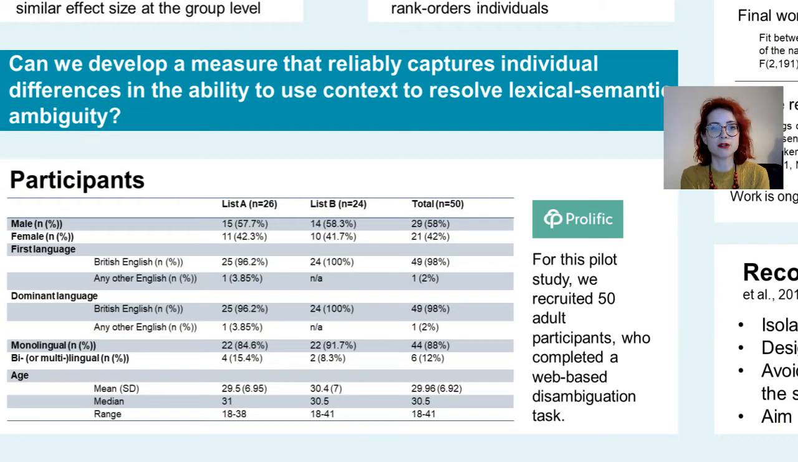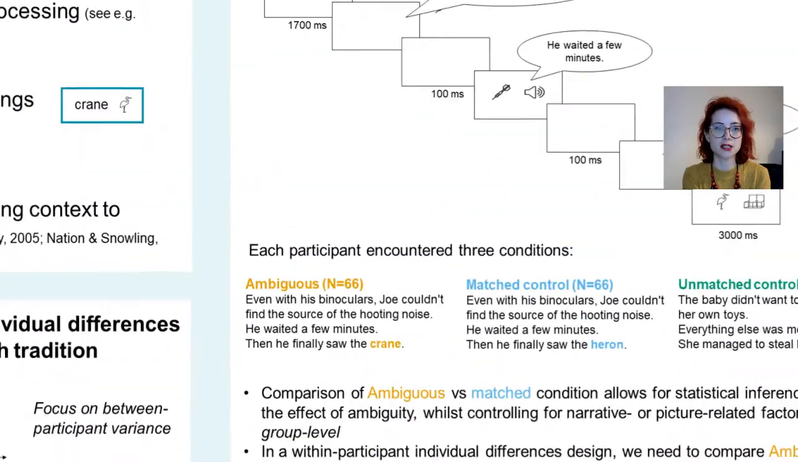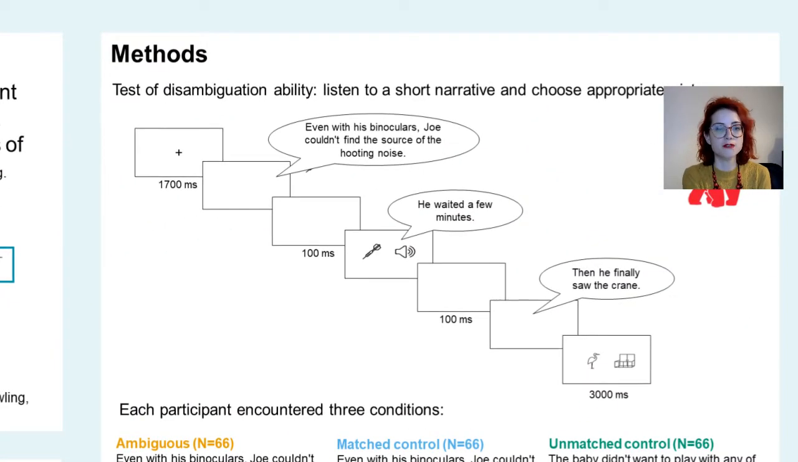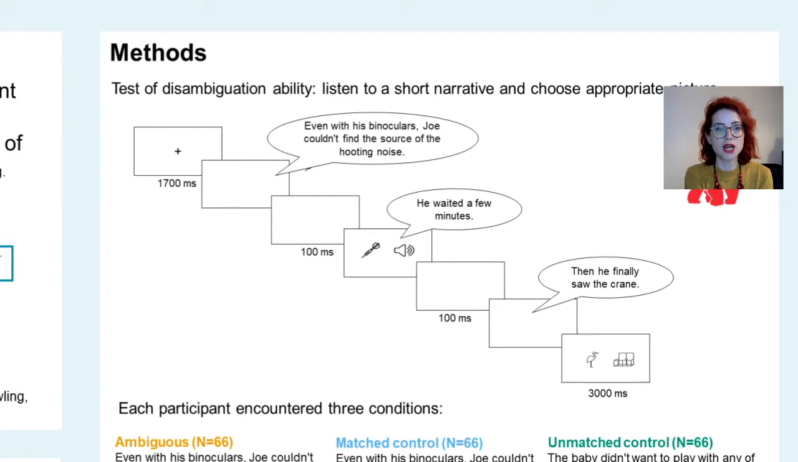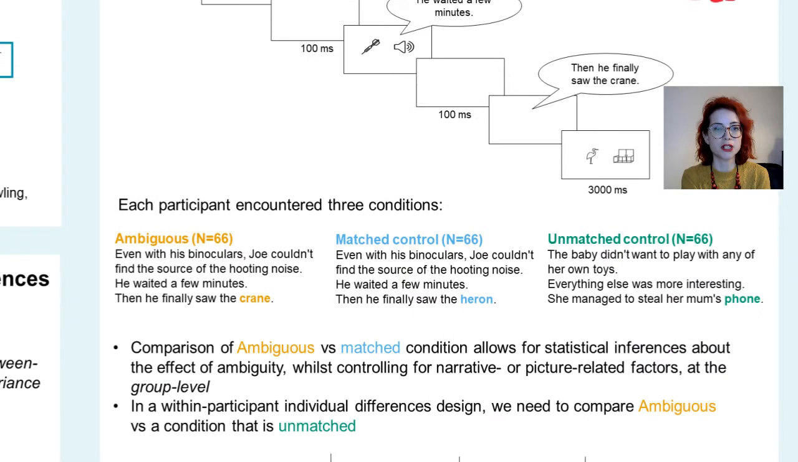What I'm presenting here are the results from a pilot study with 50 adults who completed a web-based task. They listened to brief narratives and had to select pictures to go with the content of those narratives. So we had our ambiguous condition in which the picture probed whether the participant had disambiguated the word crane, for example. Performance in this condition was compared to a control condition, where we used the same context and picture, but replaced the final word with an unambiguous alternative.